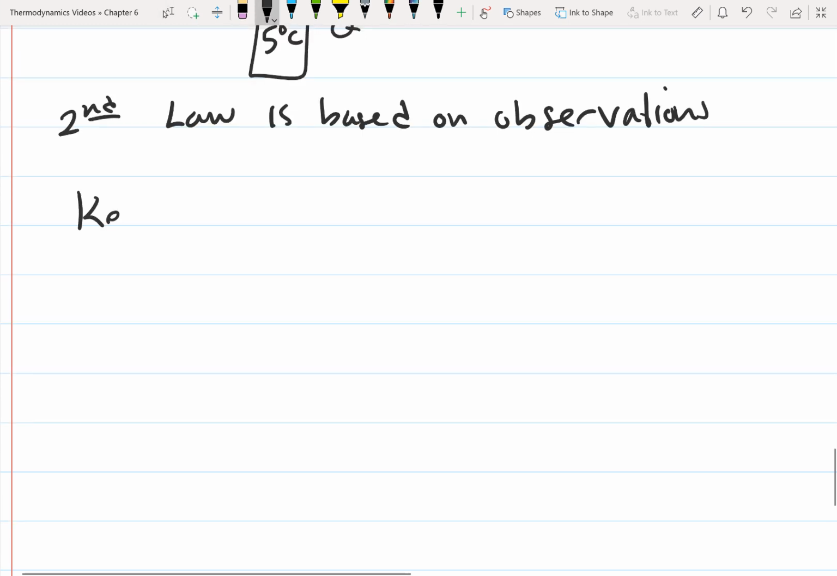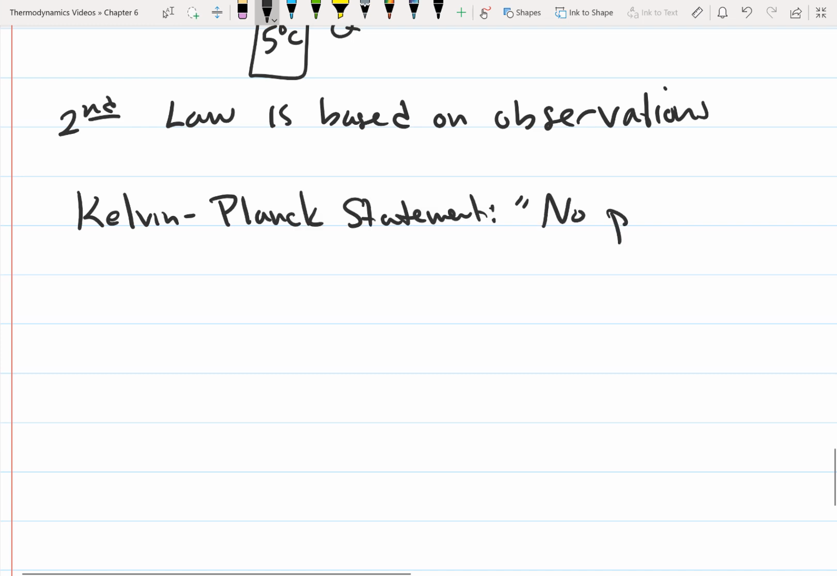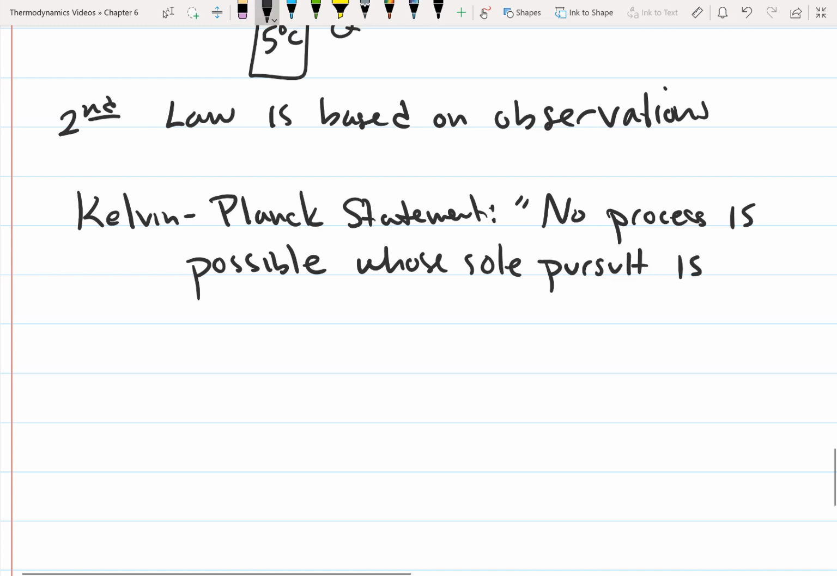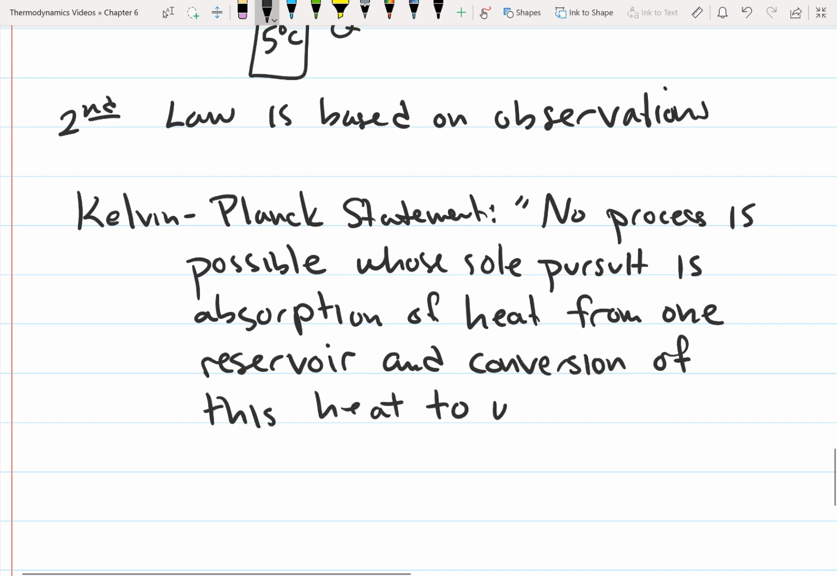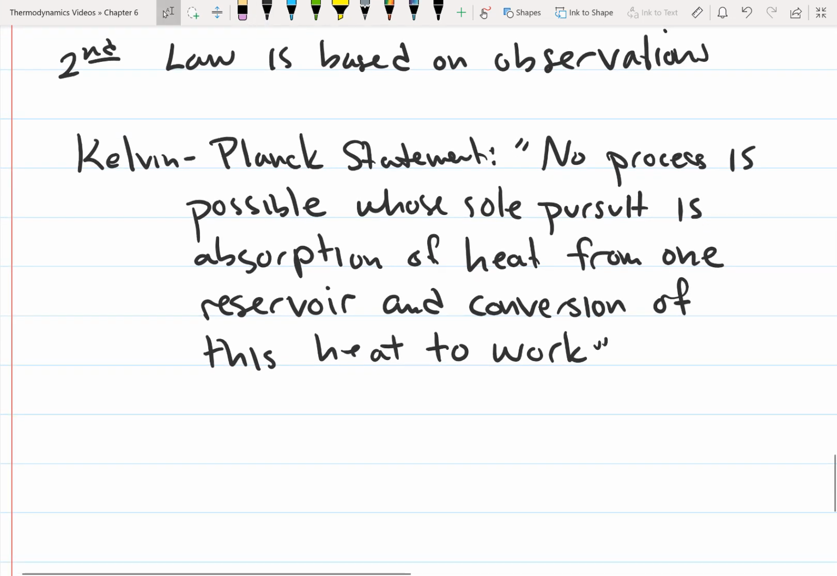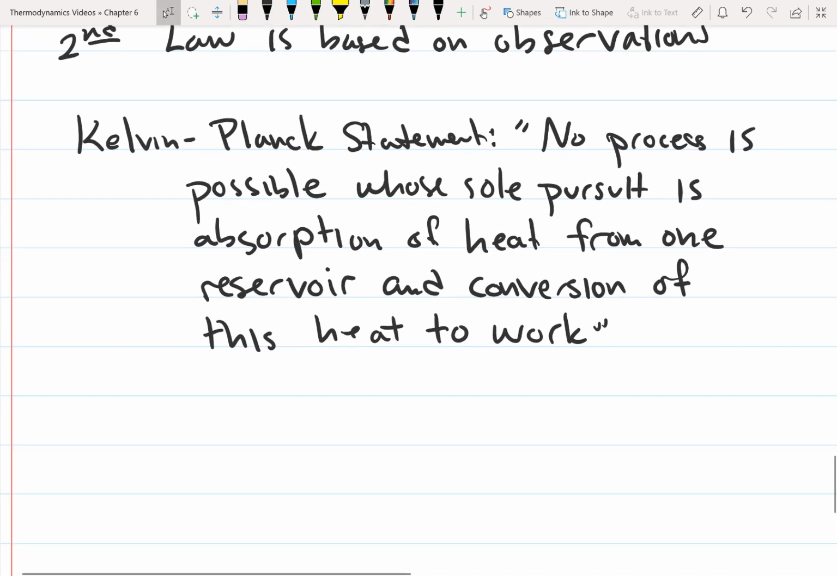This one is what's known as the Kelvin-Planck statement. And this statement basically says that no process is possible whose sole result is absorption of heat from one reservoir and conversion of this heat to work. So basically what this is saying is that we can't convert heat to work without a heat sink.